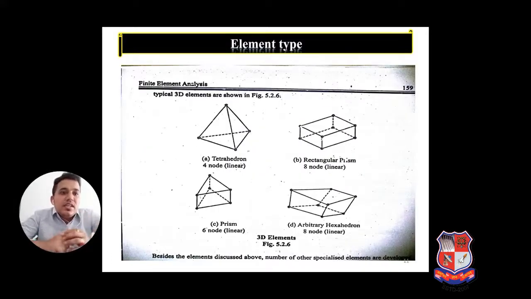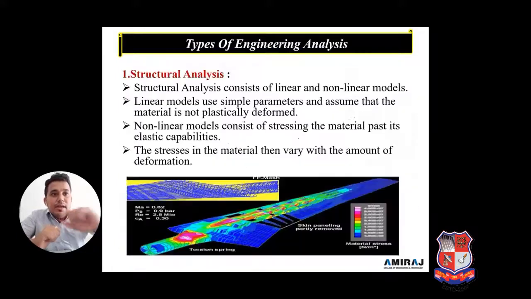These are the 3D elements: tetrahedron with 4 nodes, rectangular with 8 nodes, prism with 6 nodes, and arbitrary hexahedron with 8 nodes. So these are the standard nodes which we use for any 3D geometry, or we can say any assembly also. We'll look at examples up to the end.